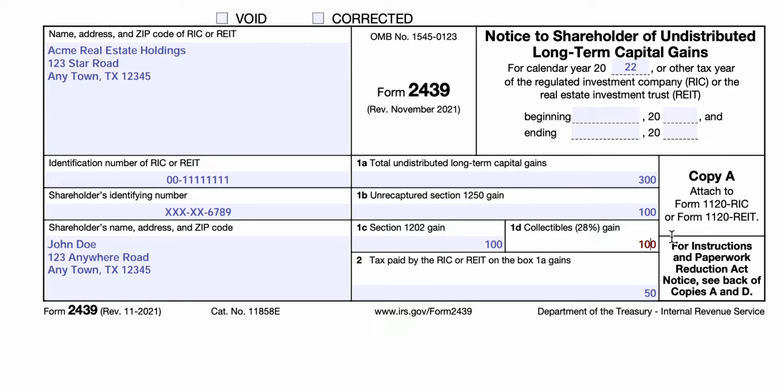That does not necessarily have to be the case because each of these types of gains are subject to different tax treatment. That does not mean that they add up to the amount in Section 1A. For example, this could be completely acceptable where there's $500 of total undistributed gains, but only $300 are in either Box 1B, 1C, or 1D. Or you could have 0 in each of those. In Box 2, simply this is the tax that was paid on the amount in Box 1A.